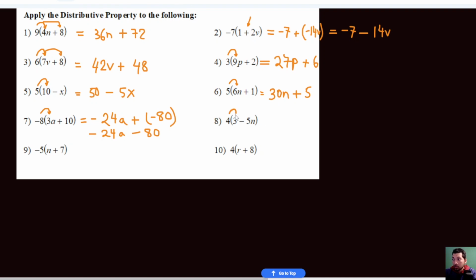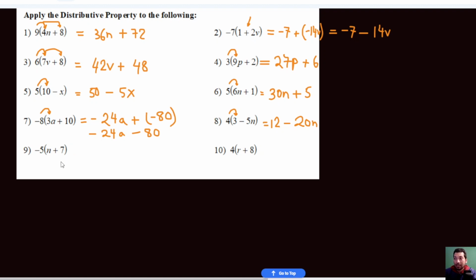Number 8, we have 4, open parenthesis, 3 minus 5n. So 4 times 3 is equal to 12 minus 4 times 5n is 20n. Number 9, we have -5, open parenthesis, n plus 7.